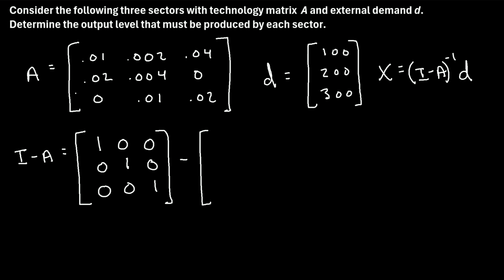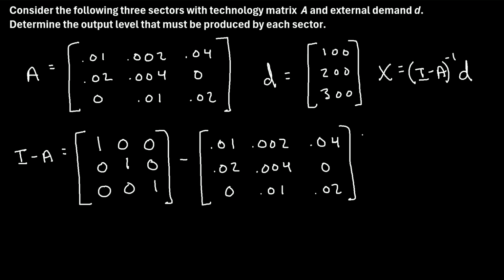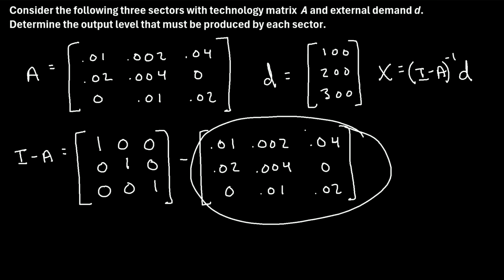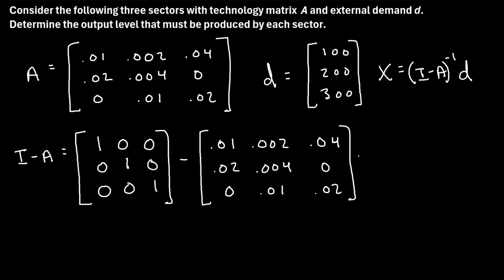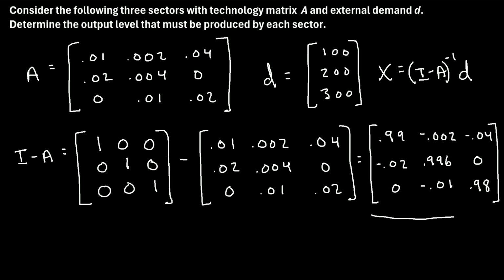So I'll go ahead and rewrite that. When we take the identity matrix and we subtract the corresponding elements from the technology matrix, here's what we end up with. Okay, so this is our I minus A matrix. And remember, we want to find the inverse of this matrix.